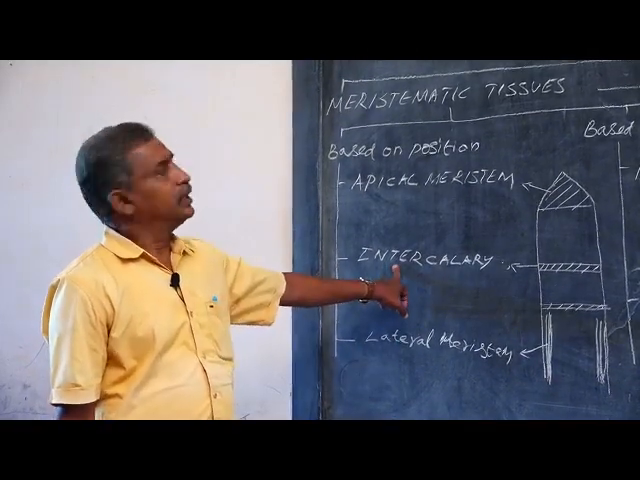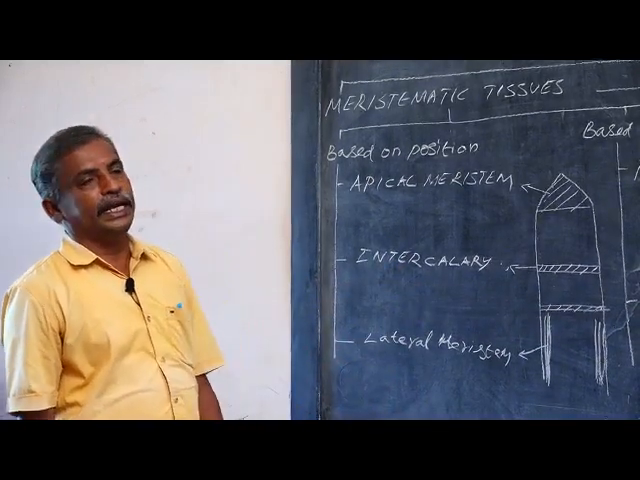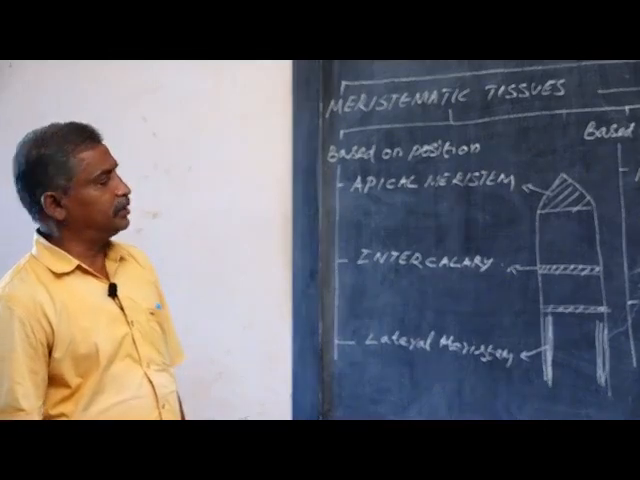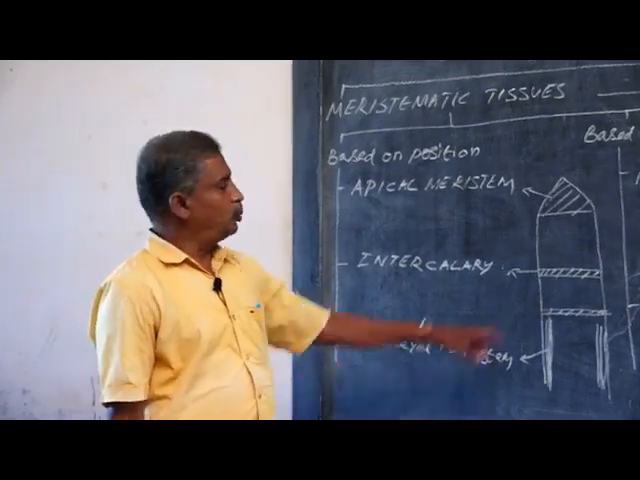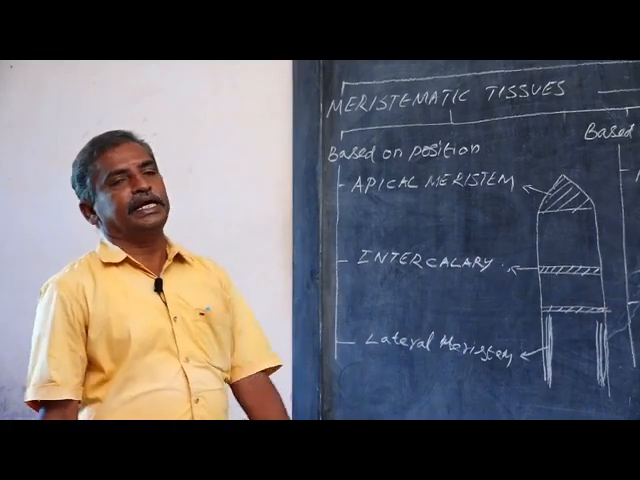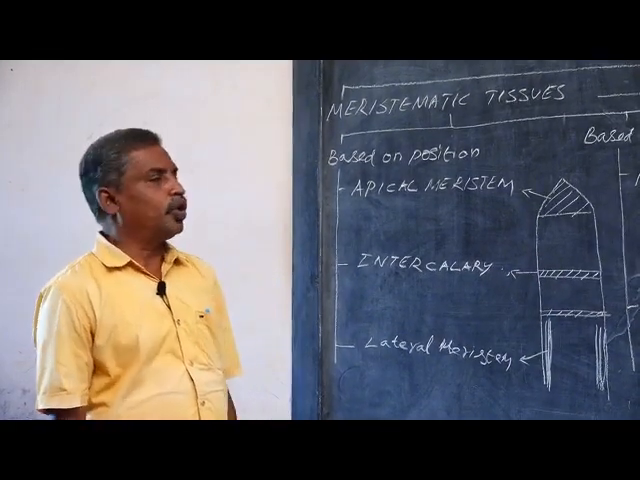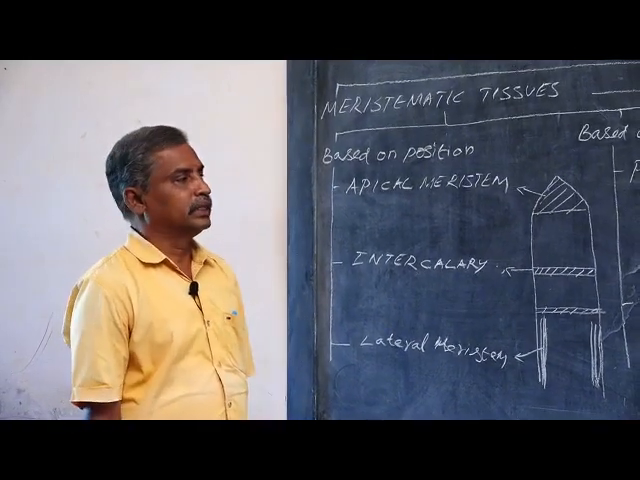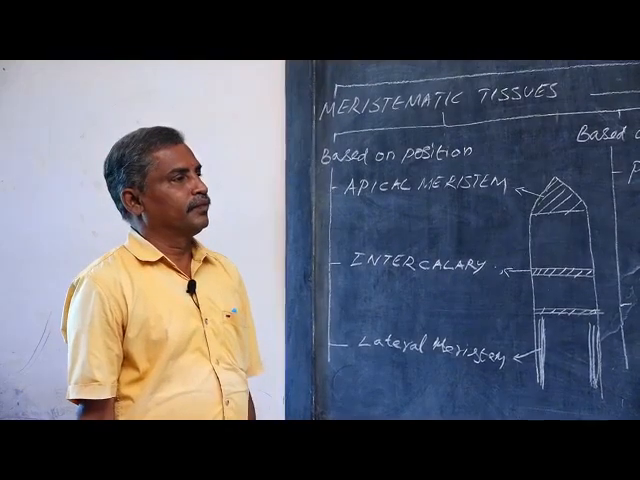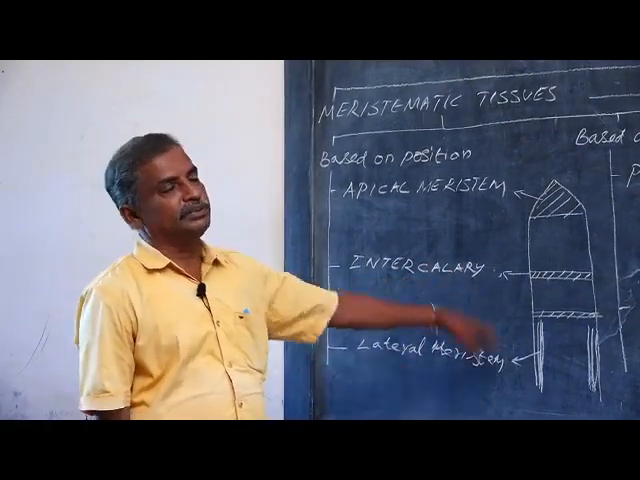Then the next meristem based on position is intercalary meristem. Intercalary meristems are the meristems found in between two permanent tissues. This intercalary meristem is predominantly present in monocot plants, like grasses and cereals. In monocots like bamboo, the intercalary meristem is predominant.